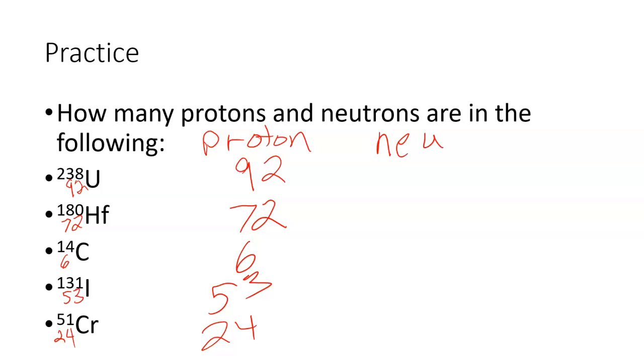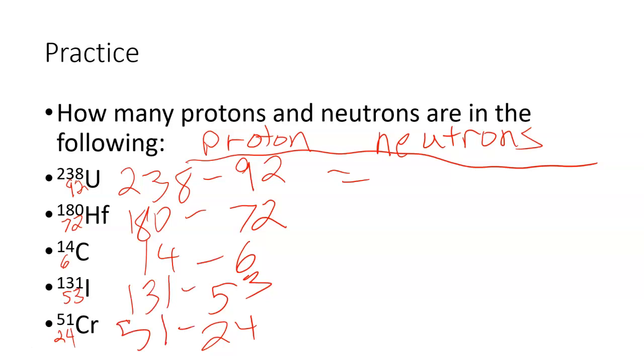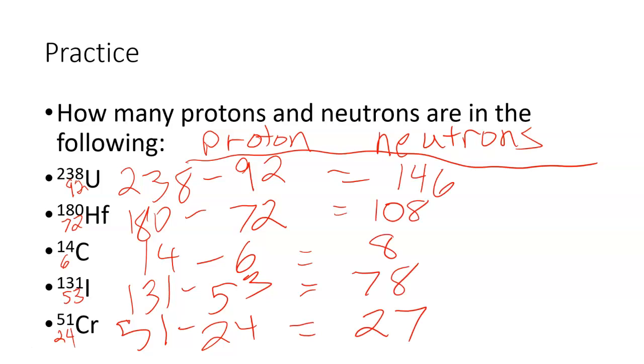If we want to find our number of neutrons, we're going to simply take that top number, so 238, minus 92 is going to give us our neutrons. 180, 72, 14, minus 6. So make sure and check that you've calculated the number of protons and the number of neutrons for each of these isotopes.